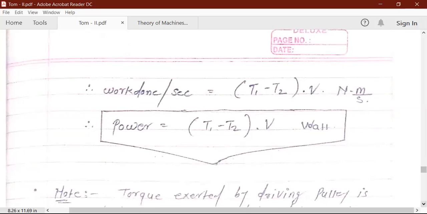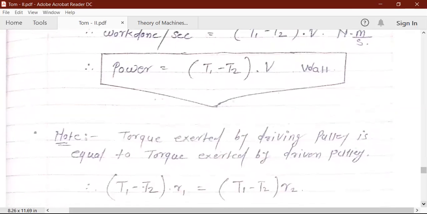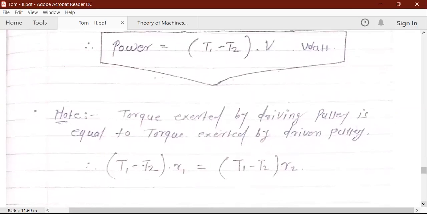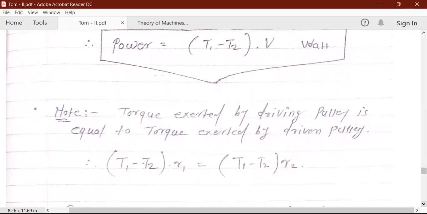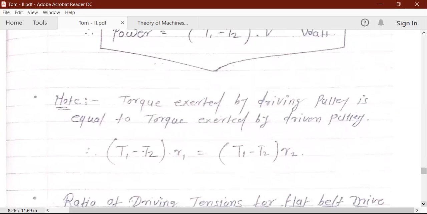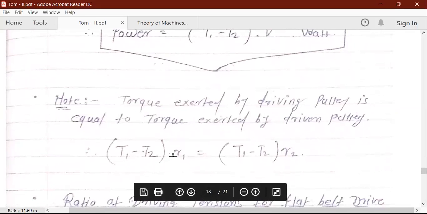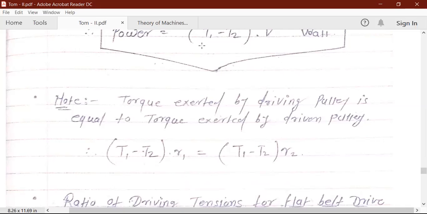Here one note is given. Torque exerted by the driving pulley is equal to torque exerted by the driven pulley. So here both the torques are equal. One condition is mentioned: T1 minus T2 into R1 is equal to T1 minus T2 into R2. Torque is basically force into radius, so effective force multiplied by radius. Both torques are equal, but the power should be different because velocity is different and the difference between these two also varies.